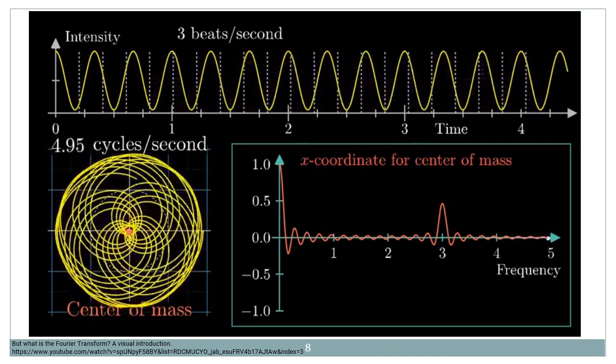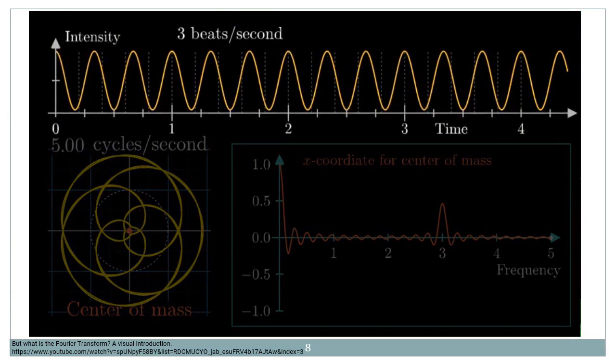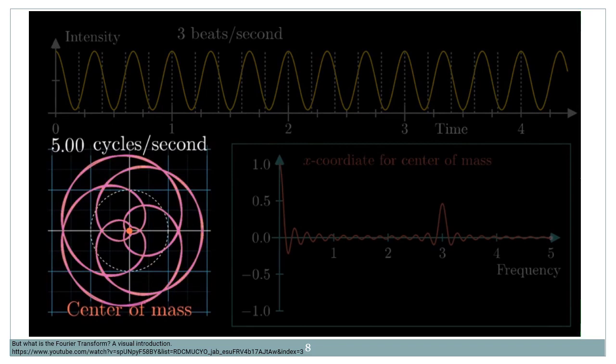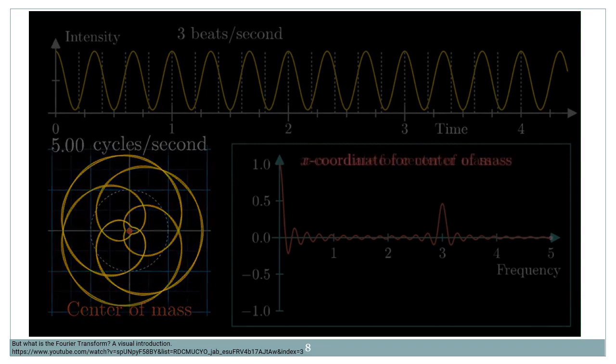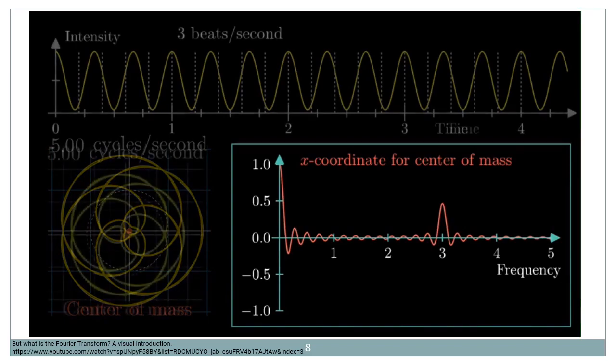This right here is the central construct. So let's sum up what we have so far. We have that original intensity versus time graph, and then we have the wound up version of that in some 2-dimensional plane. And then, as a third thing, we have a plot for how the winding frequency influences the center of mass of that graph.